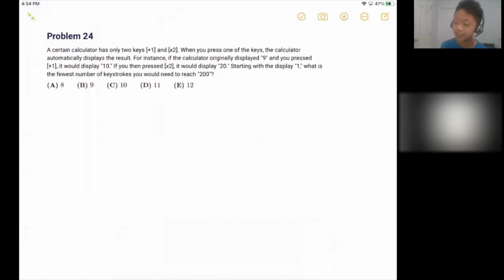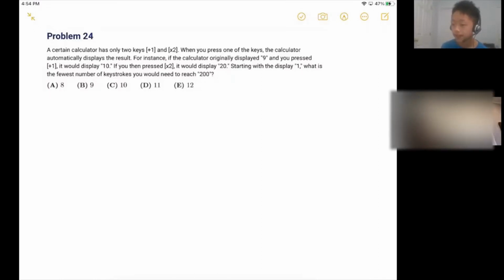So this question is a very interesting question. You have this nice calculator that only has two keys, so it's a pretty broken calculator. You can either add one or multiply by two. When you press one of the keys, the calculator automatically displays the result.